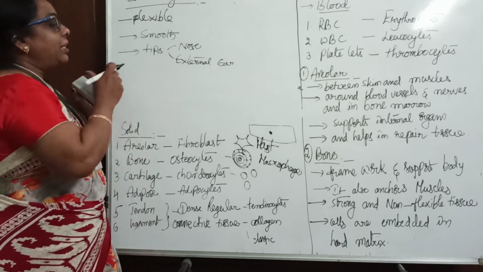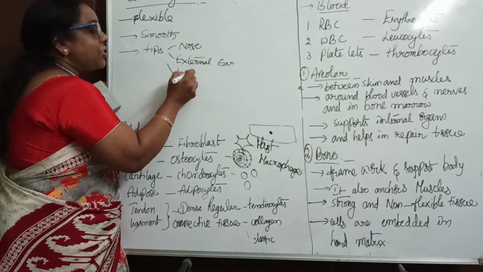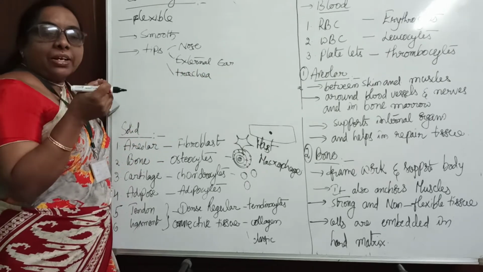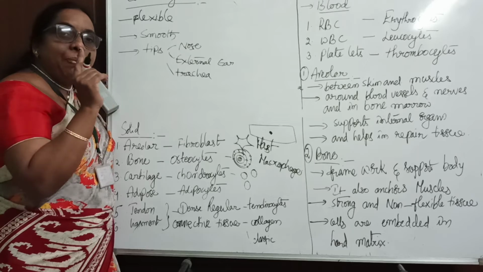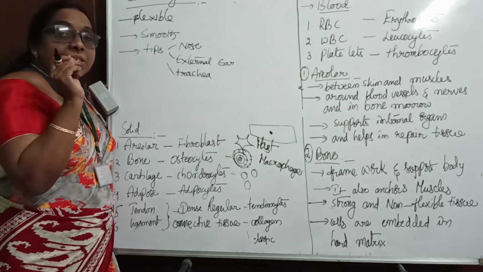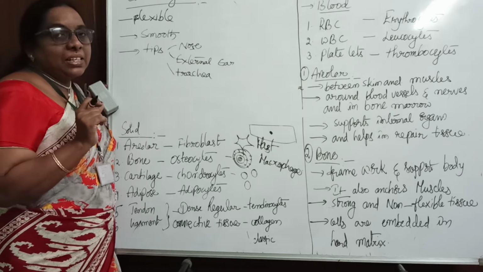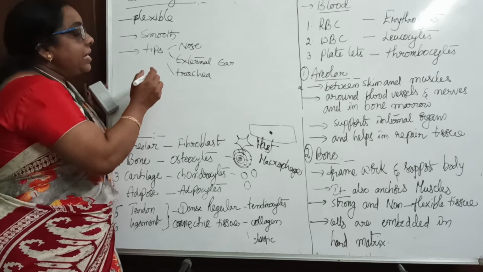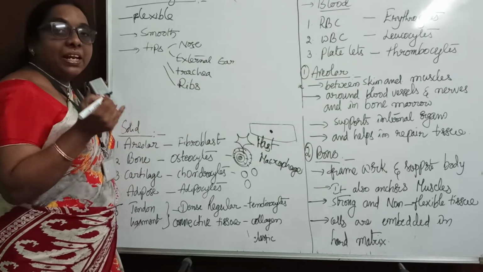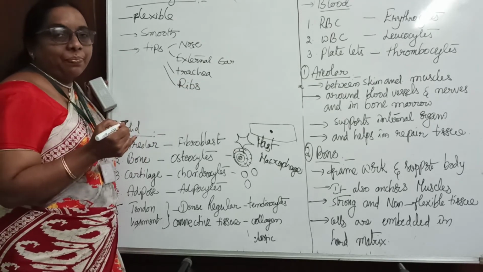Not only that, this tissue is also present in the trachea region. Trachea is also called the windpipe. The windpipe is made up of concentric C-shaped rings. Those rings are made up of cartilage. Okay, yes. Not only that, we can say that this tissue is also present in the ends of the rib cage.